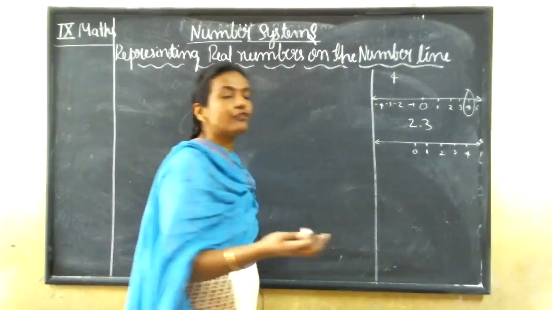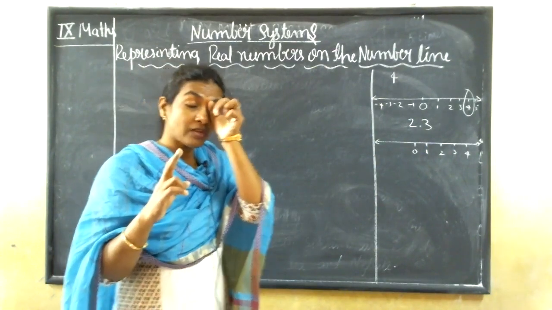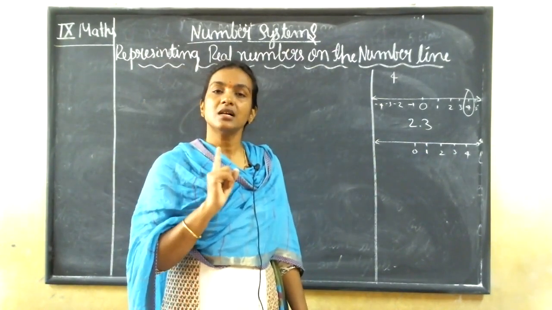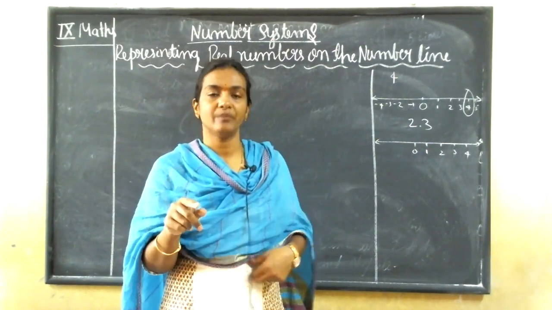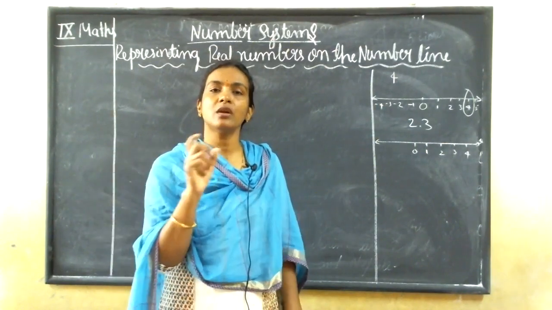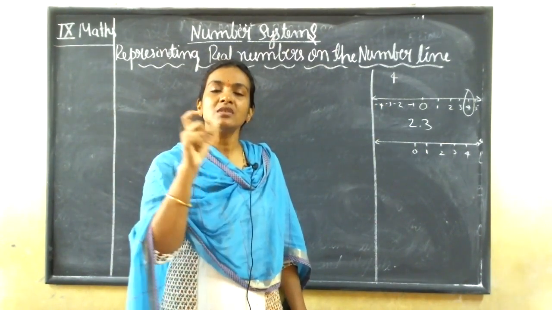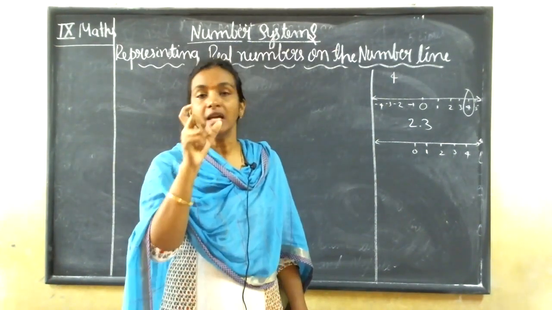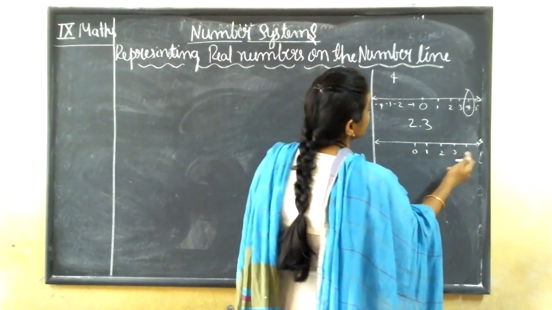As I told you before, keep two points in mind whenever you are drawing the number line. First, show an arrow mark on both sides of the number line. Second, whenever you are writing the numbers, all the numbers should have equal distance between them, right? So here also, every number should have equal distance.